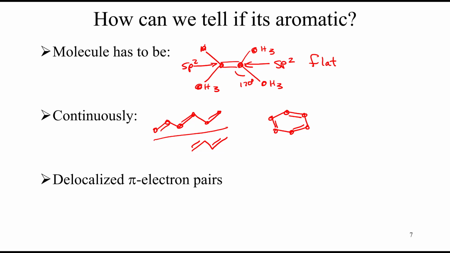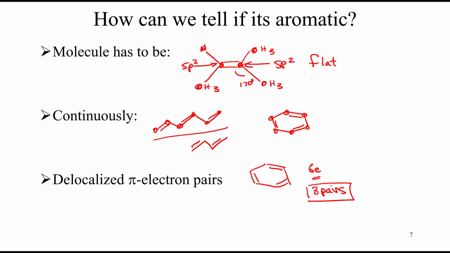Now the last criteria that you need to satisfy is that you need to have an odd number of electron pairs. So, for example, in benzene, we have 1, 2, 3 pairs of electrons. So there's 6 electrons. That's not the odd part. It's that there are 3 pairs. And it turns out having 3 pairs or 5 pairs or even 1 pair are the criteria. If it meets those criteria, then it's going to be aromatic.